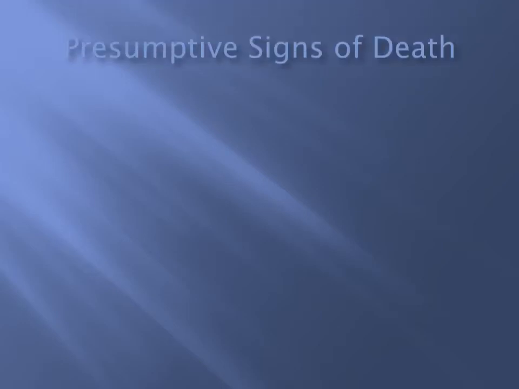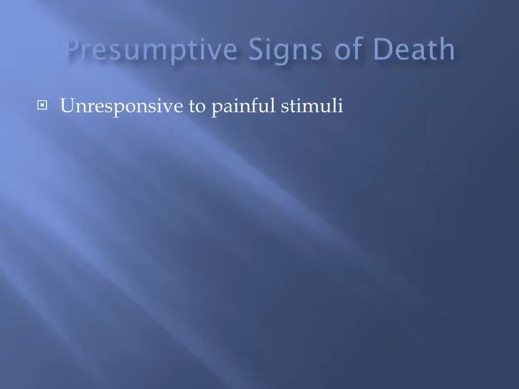In addition to this, presumptive signs of death: somebody who is unresponsive to painful stimuli is somebody you would suspect of being dead. But it could be a patient who has taken too much pain medication. It could be a patient who has overdosed on their medication. But these are all going to add to the big picture of your assessment.